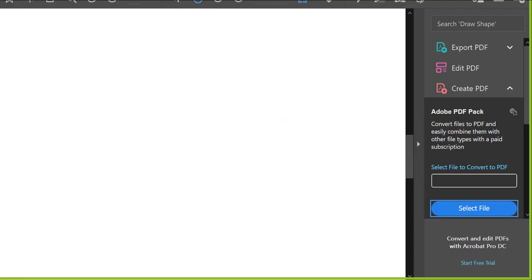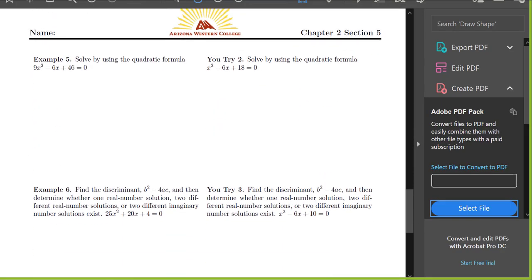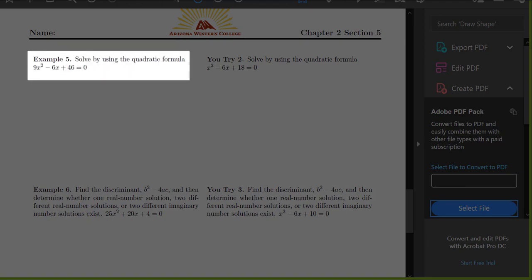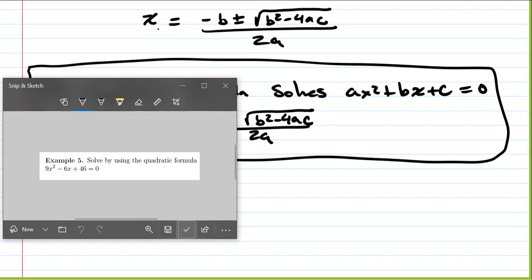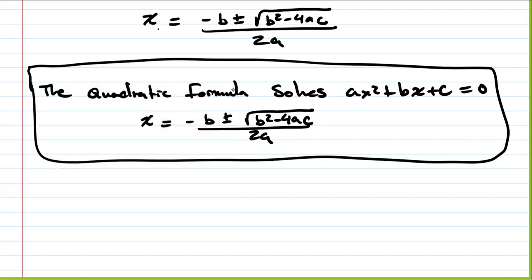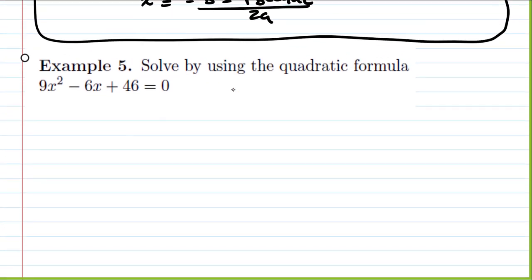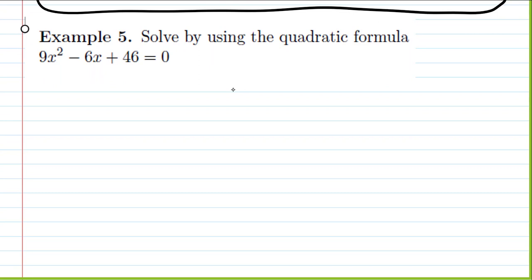All right. With that said, let's go ahead and resolve example number 5. And example number 5 may look familiar. This is the example I did above when I used completing the square to solve. We'll notice that resolving it using the quadratic formula is going to be much, much simpler.